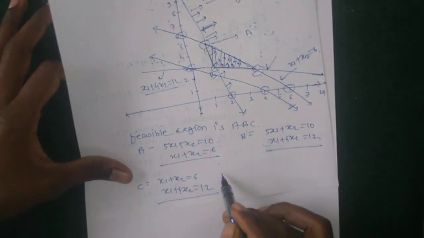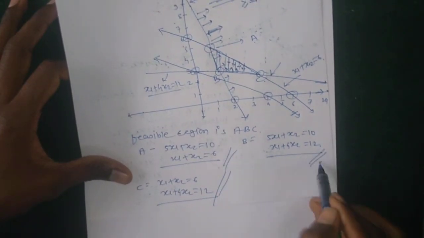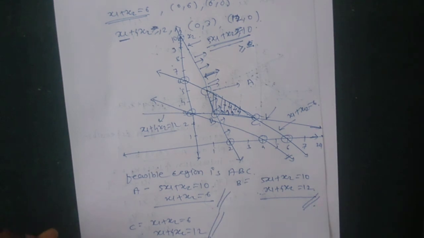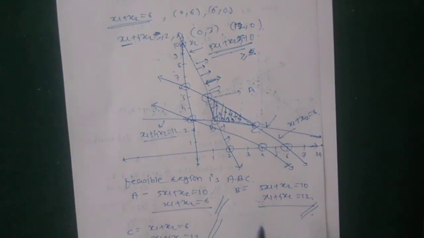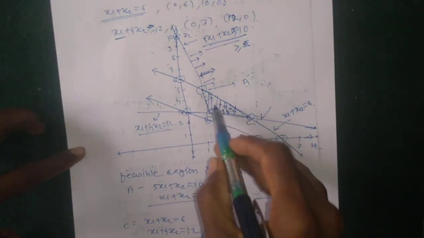Okay, so solve this, find the points and find the minimum value of z at each point. Then we get the optimal solution. In this way we solve problems. Okay, but here only the region is very important.